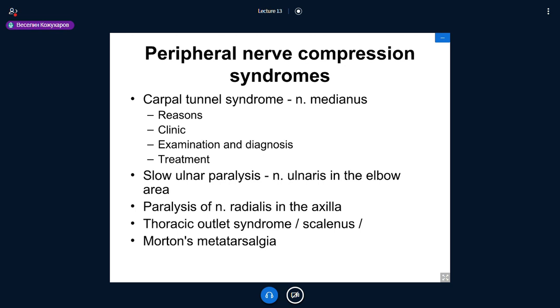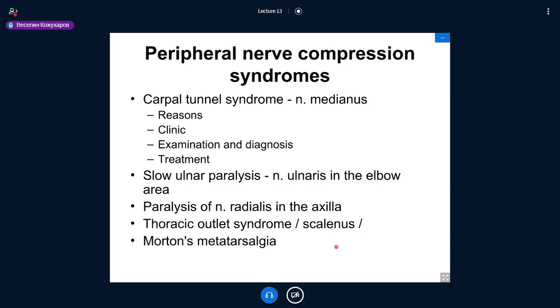Tarsal tunnel syndrome comes when there is a compression of the tibial nerve, and the clinical appearance is pain, with spread of the pain to the front of the foot, and it is diagnosed better with electrophysiological EMG.